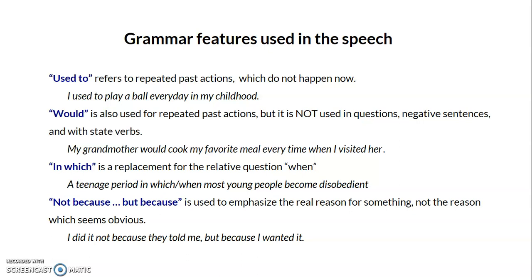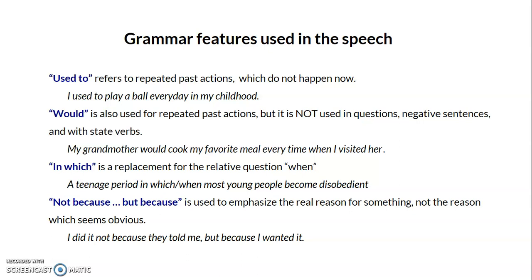Okay. Another expression I used in my speech is in which. In which is a replacement for the relative word when. For example, a teenage period in which most young people become disobedient, or a teenage period when most young people become disobedient. So when and in which can replace each other, but it depends on what kind of word is used. The word should be used with the preposition in. So in the period, it's correct. But you cannot say a day in which. For a day the preposition will be on which. So the preposition before the word which depends on the noun which is being defined.